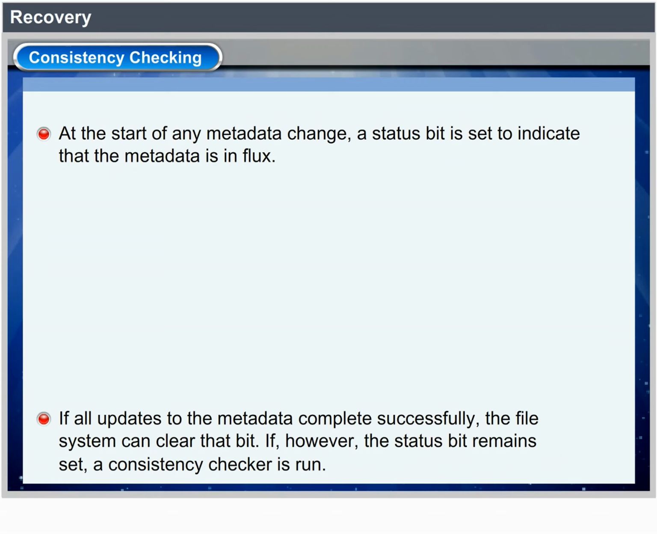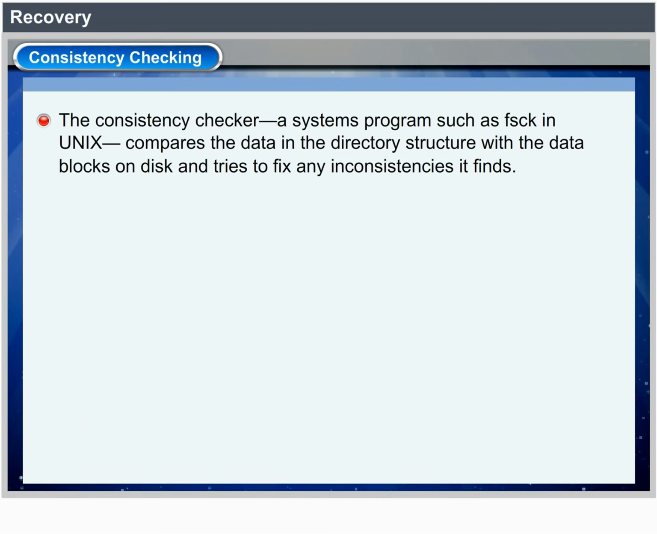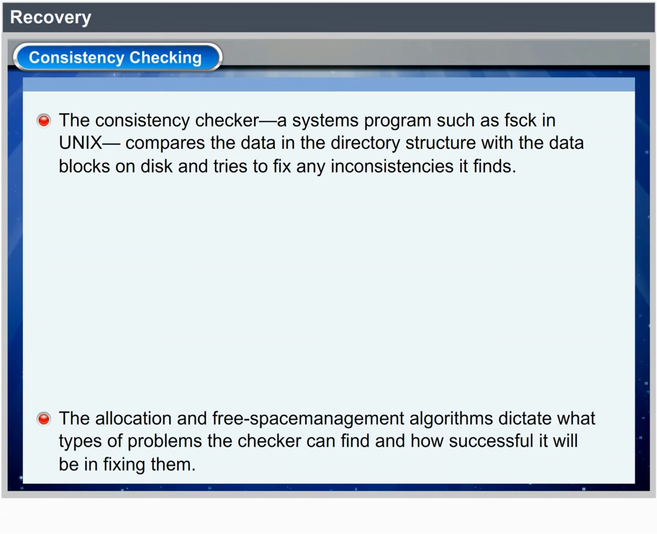The consistency checker, a systems program such as FSCK in Unix, compares the data in the directory structure with the data blocks on disk and tries to fix any inconsistencies it finds. The allocation and free space management algorithms dictate what types of problems the checker can find and how successful it will be in fixing them.